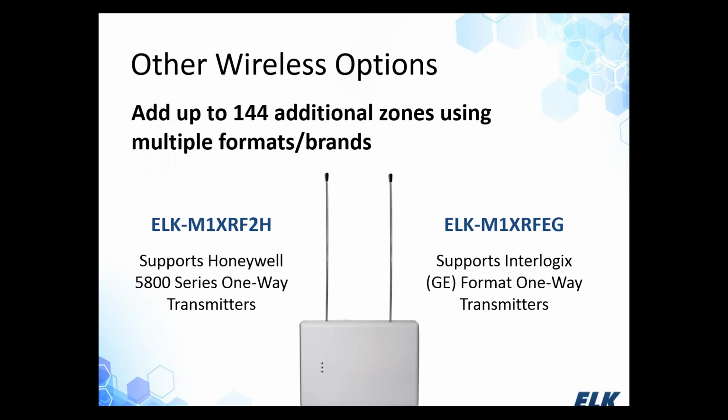At ELK, we're very fortunate that we can also integrate with 2 other wireless technologies, the Honeywell 5800 series one-way transmitters and the GE or Interlogix sensors as well. We offer the ELK M1XRF2H receiver for Honeywell and the M1XRFEG receiver to support the GE product line. Once again, up to 144 wireless zones. And you can have multiple receivers spread out through the facilities to help increase that coverage area.